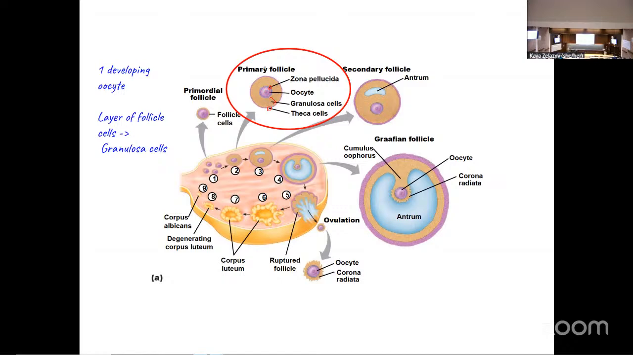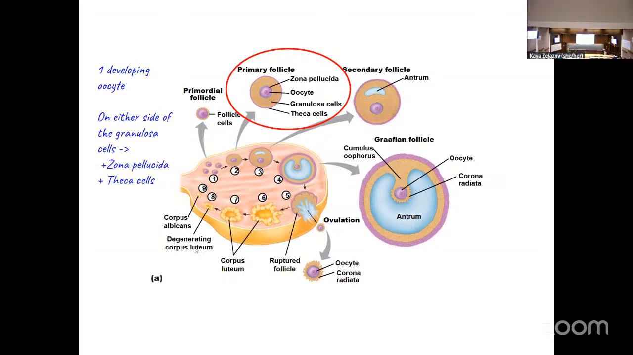Okay, so we've got more different cell types differentiating here in the primary follicle as we're increasing in size, increasing in maturity. But we're not ready yet. And then I labeled them, so I mentioned them.